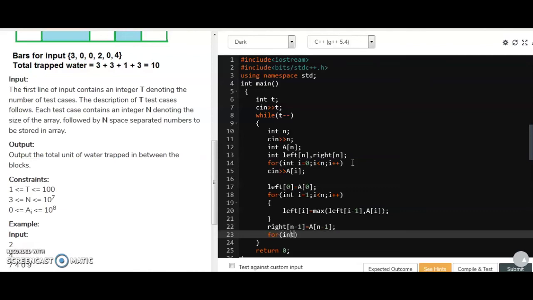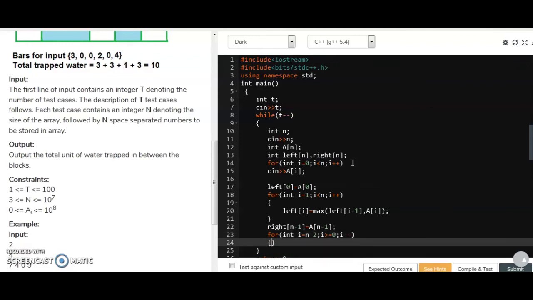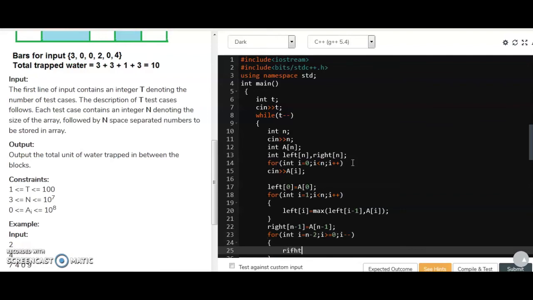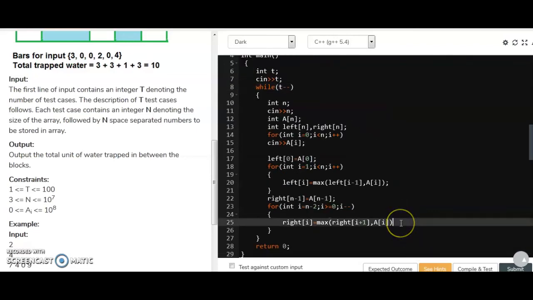Now for I equals to n minus 2, I greater than or equal to 0, and I minus minus, I will do the same part. Right of I equals to max of right of I plus 1 comma a of I. Right, whatever is the maximum will be stored in the right maximum array. So that's all in this.